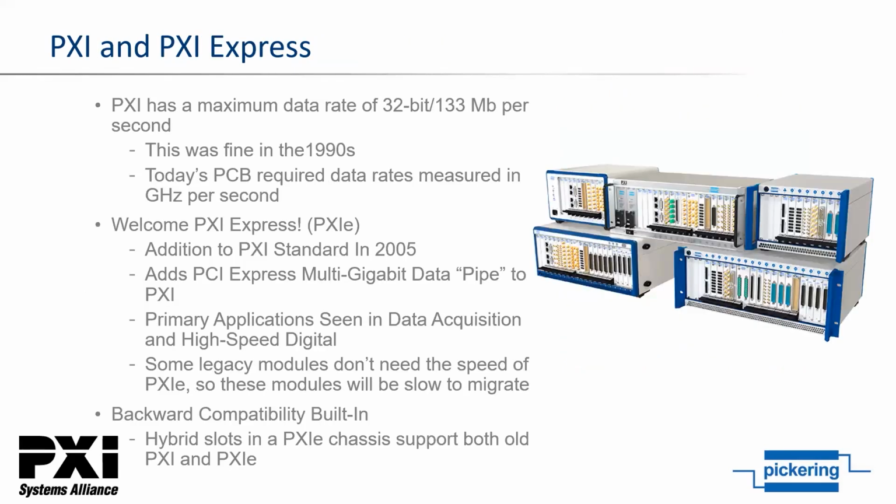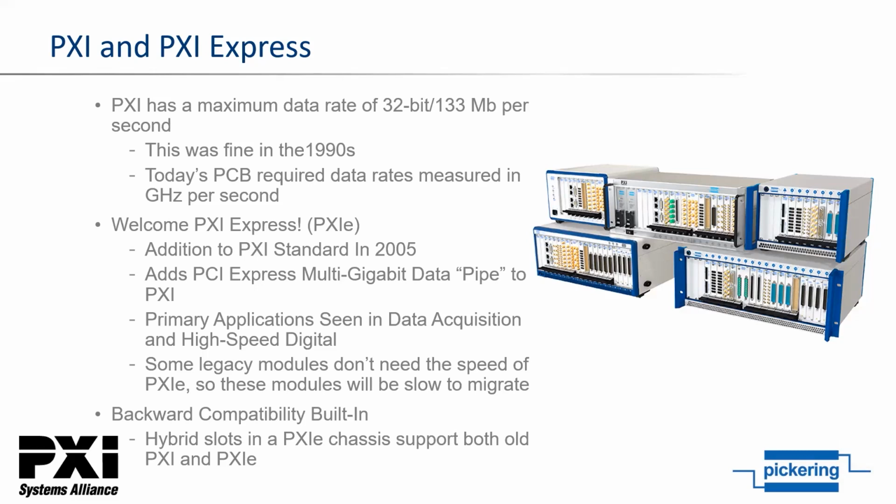Now let's compare the two sides of the standard. PXI has a parallel bus, 32-bit, 133 megabytes per second communication between the PXI modules. This was more than adequate in the 90s for a large portion of applications that PXI could address. But today we have applications like 5G, Wi-Fi, and other high-speed serial networks. So now we need to support gigs of data.